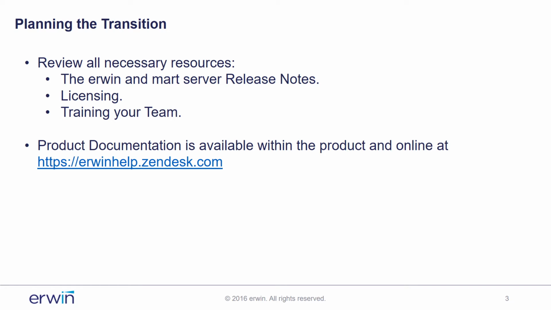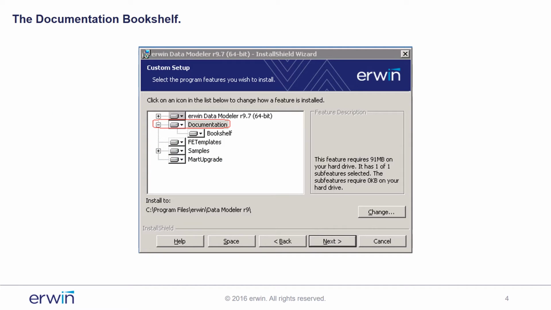Product documentation can involve the Erwin Data Modeler Edition release notes, new features and enhancements, system information, installation considerations, general considerations, known issues, fixed issues, licensing, training, and so on. Remember the MART server release notes, which include sections on MART architecture, installing and configuring the MART, and upgrading and troubleshooting. Product documentation is available both from within the product and online at erwinhelp.zendesk.com. The documentation bookshelf is a freestanding HTML-based reference tool.